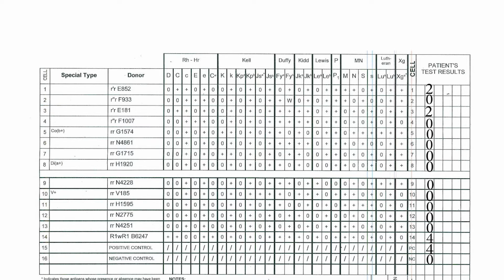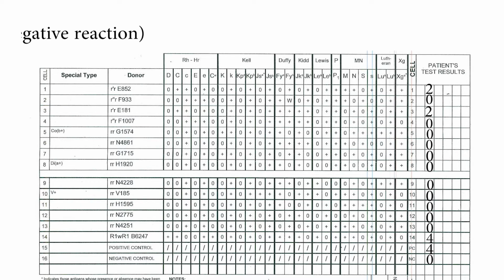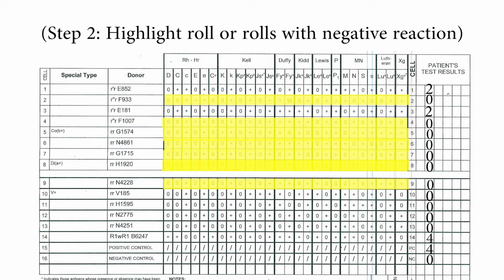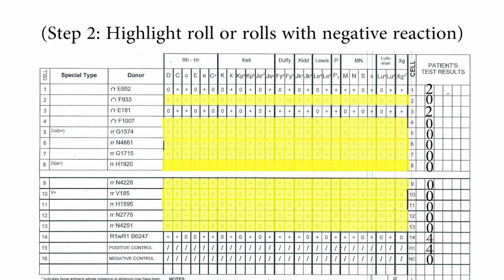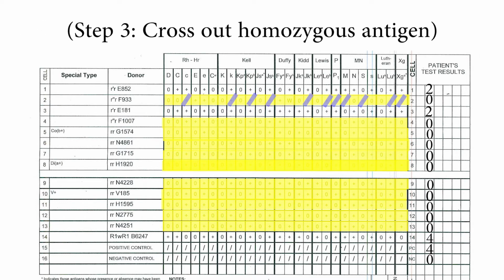Using the results that we have here, now we are going to repeat steps 1 to 4, just like what we just did in the screening cells. Step 1. Write down the reactions on the correct antigram. Step 2. Highlight all the cells with negative reactions. Step 3. Cross out homozygous cells.